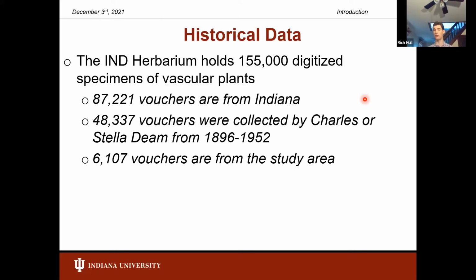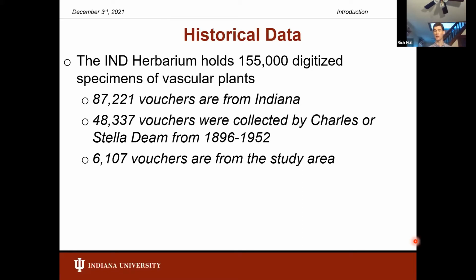And this was a large effort done by Dr. Knox here at the herbarium and Dr. Paul Rothrock. 87,000 of these vouchers are from Indiana. And then 48,000 were collected by Charles and Stella Deem from 1896 to 1952.